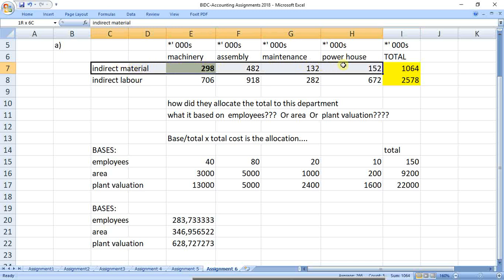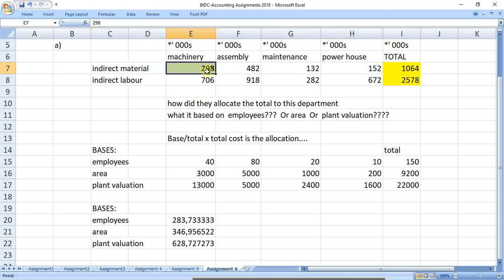They gave you the indirect materials information. They said in their question that 298,000 is being allocated to the machine based on what? Employees is the closest one. If I take the number of employees and divide that by 150, that gives me the fraction of the total that was allocated there. Now the numbers don't match, which is a problem. Further information is available as follows: analyze the above indirect costs between the 4 departments, showing the base of apportionments.